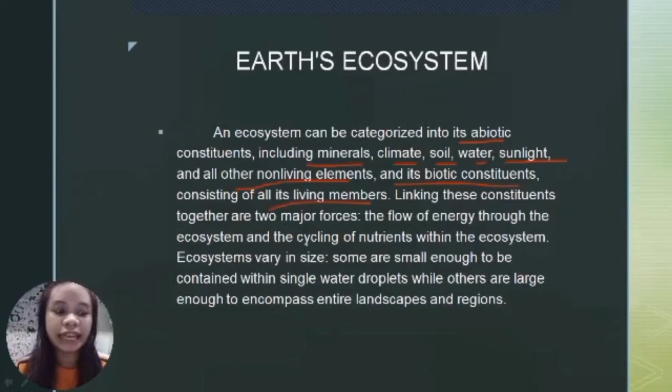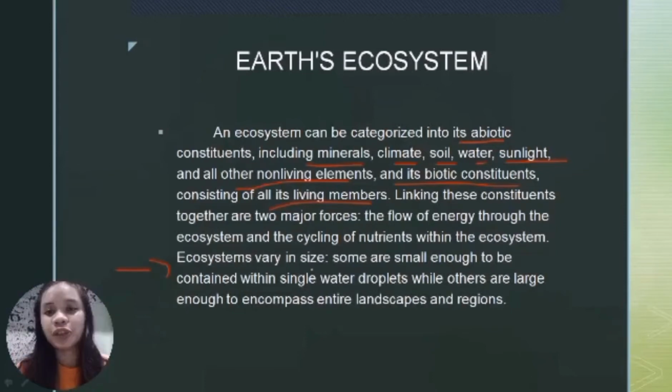And the second is the cycling of nutrients within the ecosystem. It is a system where energy and matter are transferred between living organisms and non-living parts ng isang environment. These occur as animals and plants na kinukonsume yung nutrients na nakukuha nila sa lupa. And these nutrients are released back into the environment through death and decomposition.